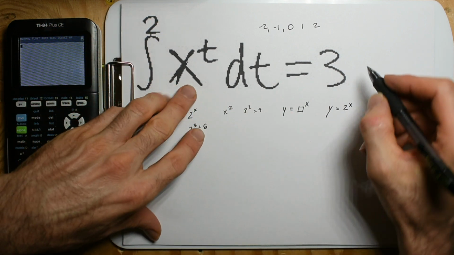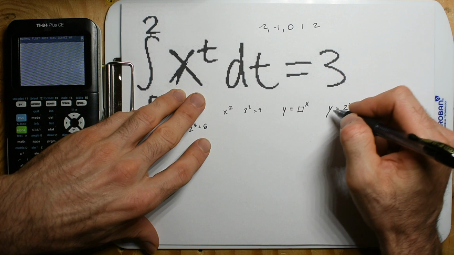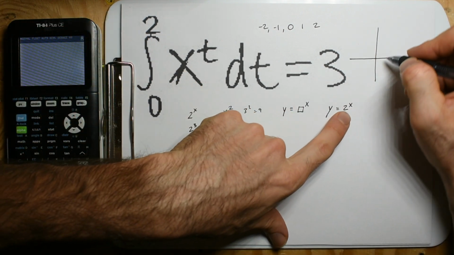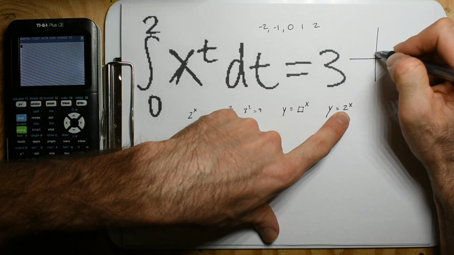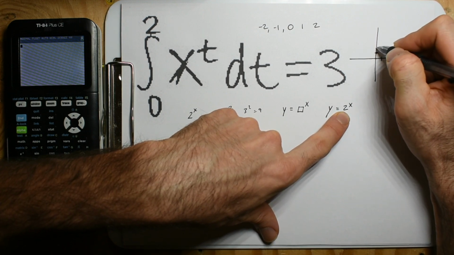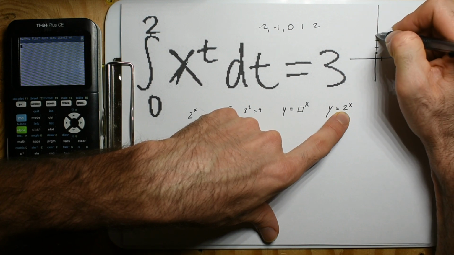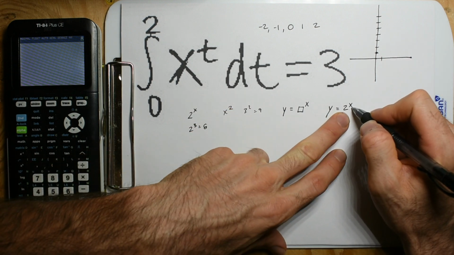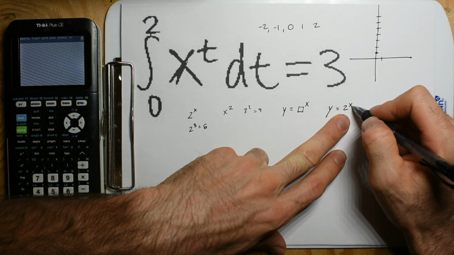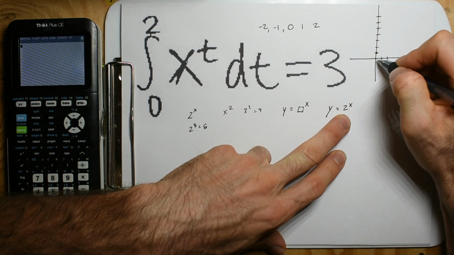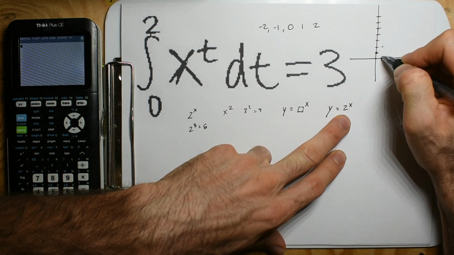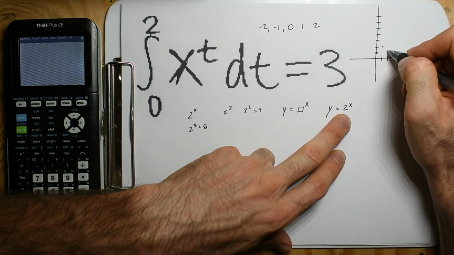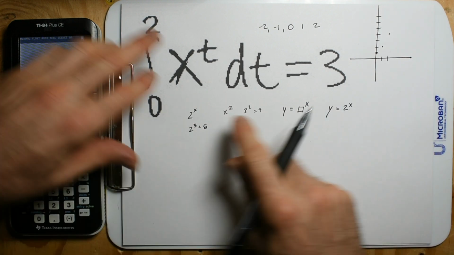So for this problem, let's just graph that again. When x is 0, y is 1. So we've got the point right there. Then we'll make a bunch of lines. At x equal to 1, we have 2 to the 1, that's 2. So right where we have 1, we go up to 2. Then x equal to 2, that's going to be 4. 1, 2, 3, 4. And this is what we're integrating.